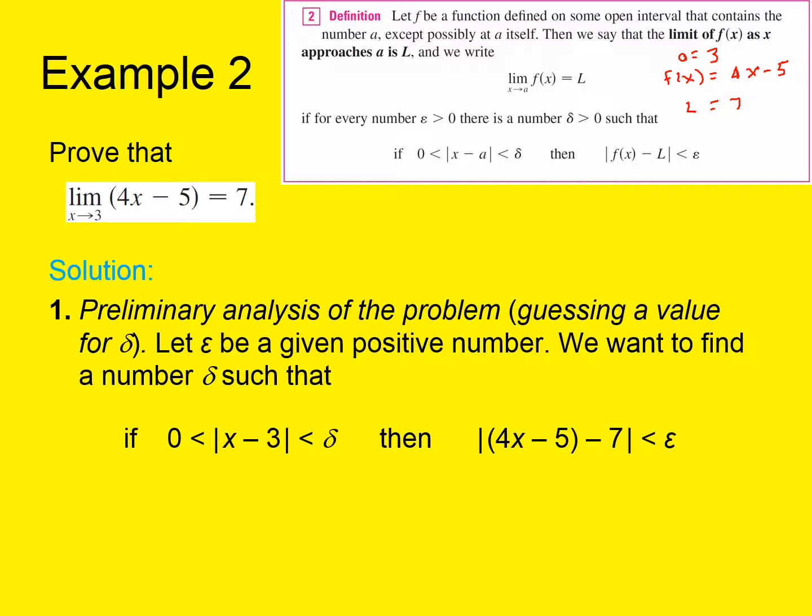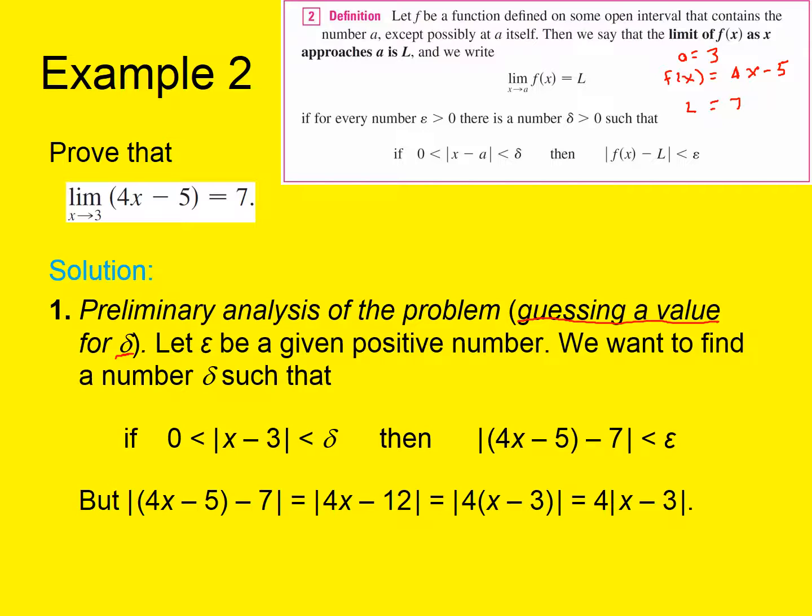There's always a two-step process that we use to do this. Step 1, preliminary analysis of the problem, guessing a value for delta. So we're going to get a delta, and that's like kind of the whole thing right there. If you can get the delta, then you're home free. Let epsilon be a given positive number. We want to find a number delta such that if the positive distance between x and 3 is less than delta, then the absolute value of 4x minus 5 minus 7 is less than epsilon.